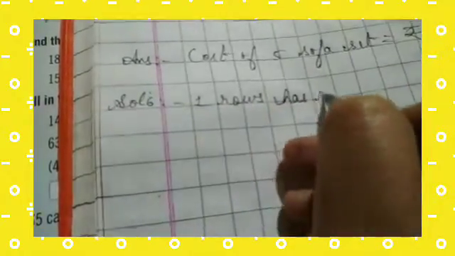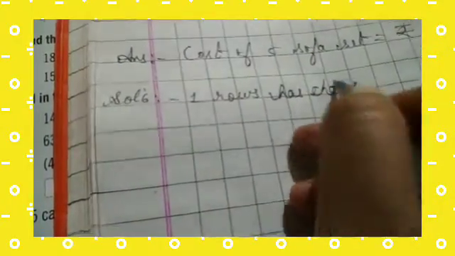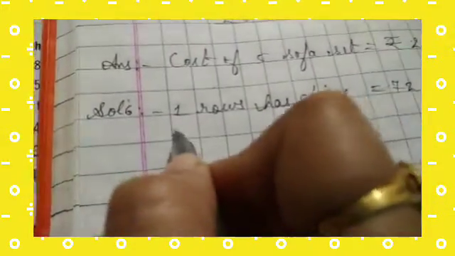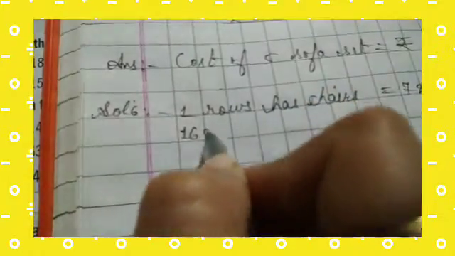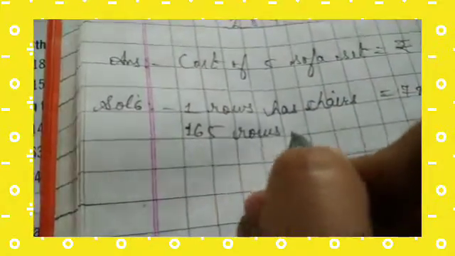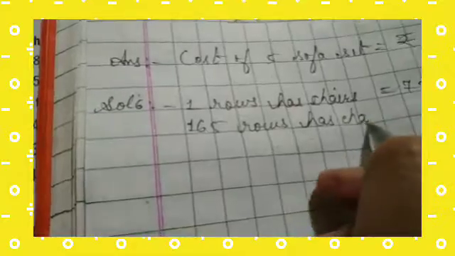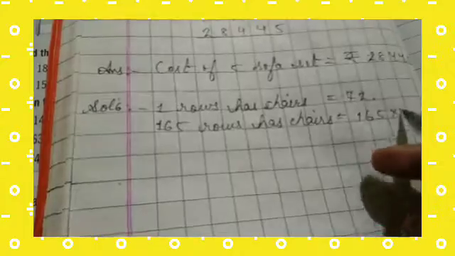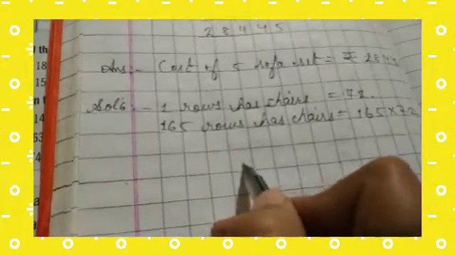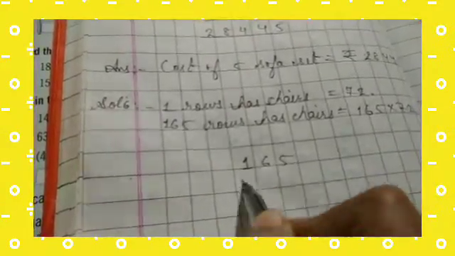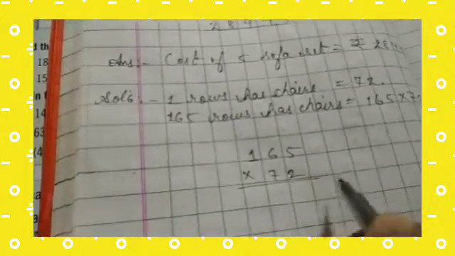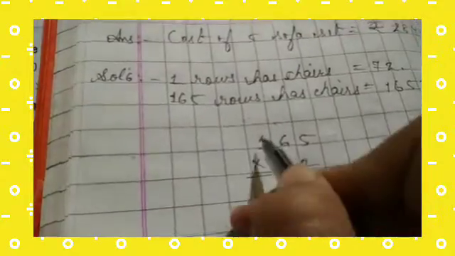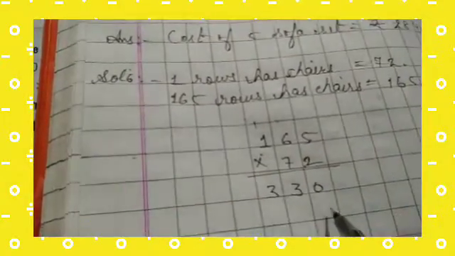One row has chairs equal to 72. Okay, so 165 rows has chairs equal to 165 into 72. Okay children, so 165 into 72: 5 2s are 10, 0 carry 1, 6 2s are 12 and 1 is 13, 3 carry 1, 2 1s are 2 and 1 is 3.